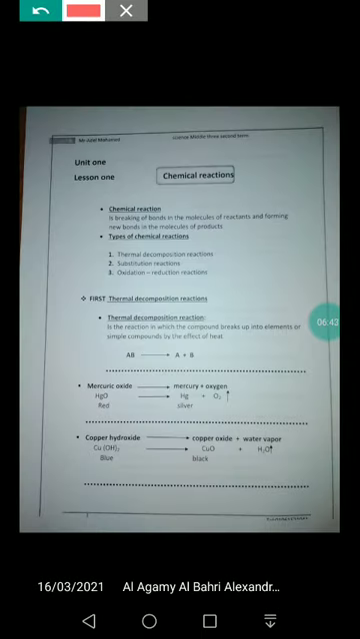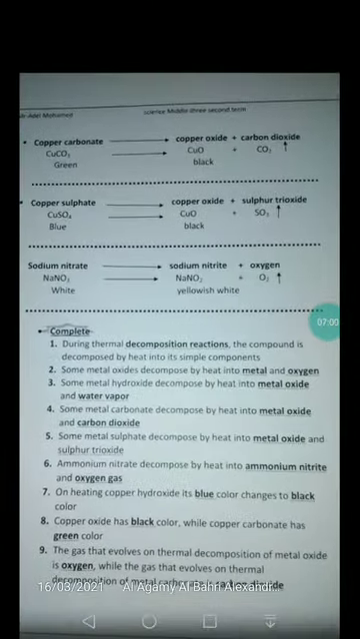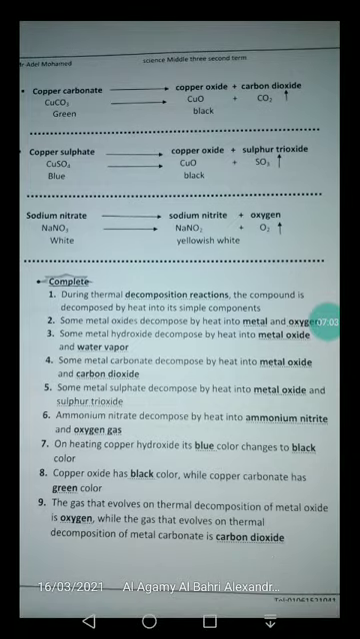Mercury oxide, HgO, decomposes into Hg and O2. Another one, copper hydroxide, Cu(OH)2, changes from blue color into black color, which is copper oxide. Also, copper carbonate, CuCO3, green in color, changes into copper oxide, CuO, which is black in color, and carbon dioxide gas evolves, which turns the clear lime water turbid.